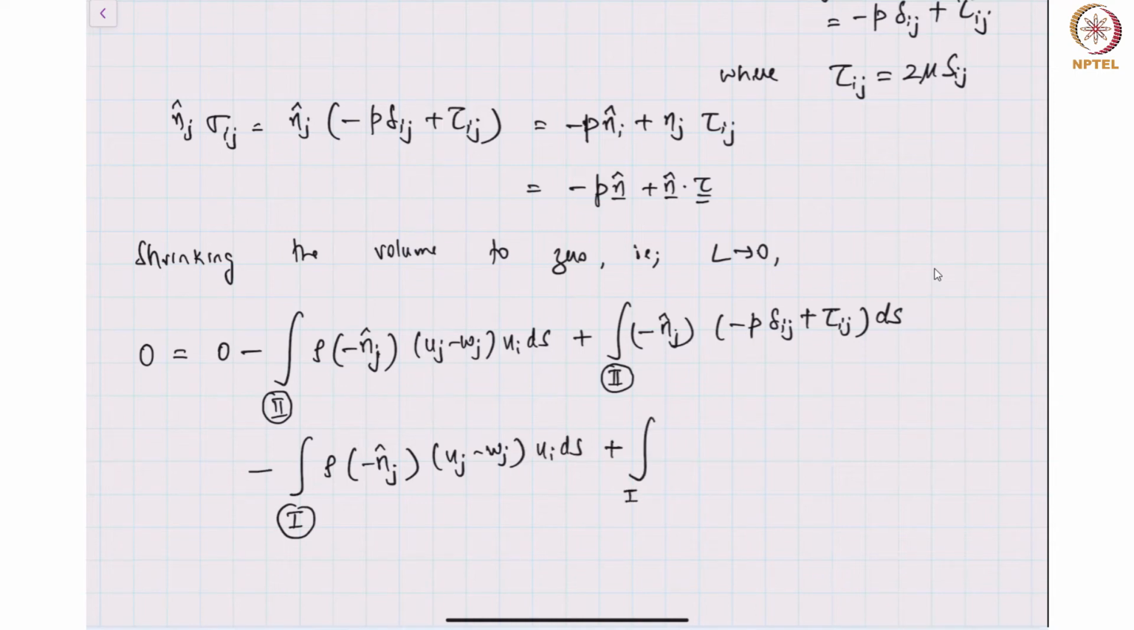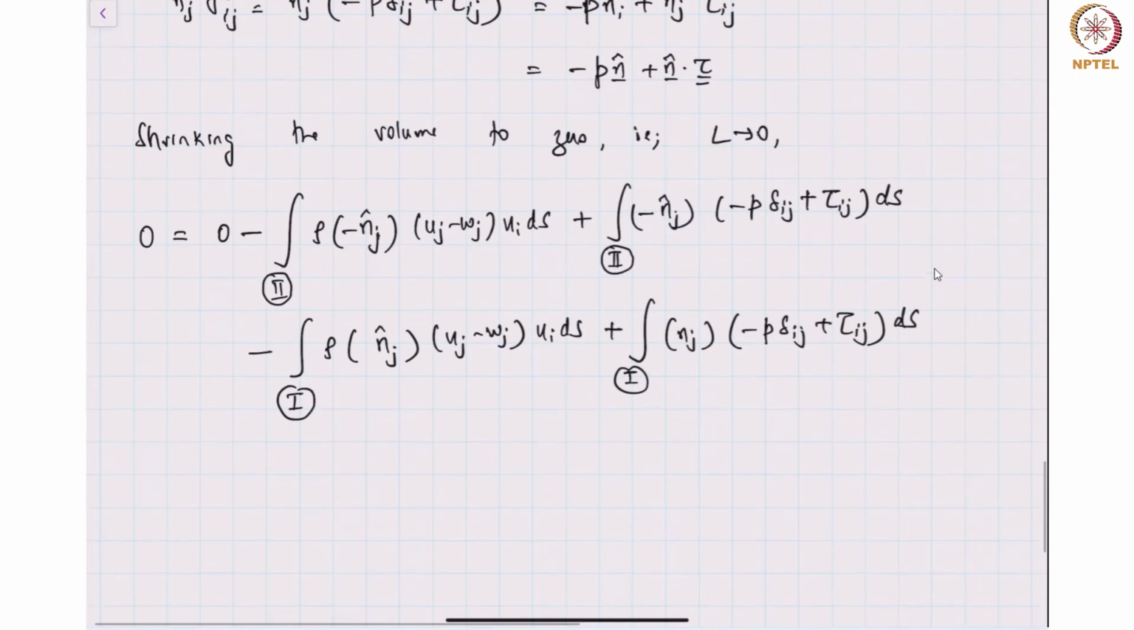I have the same thing now. The only difference is that there is no minus sign. So there's a small correction here. There is no minus here. N_j minus p delta_ij plus tau_ij dS. Okay. Now I can combine terms of similar nature.